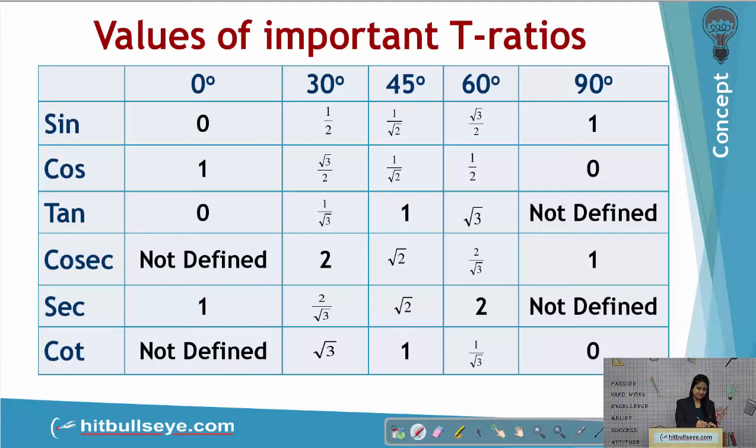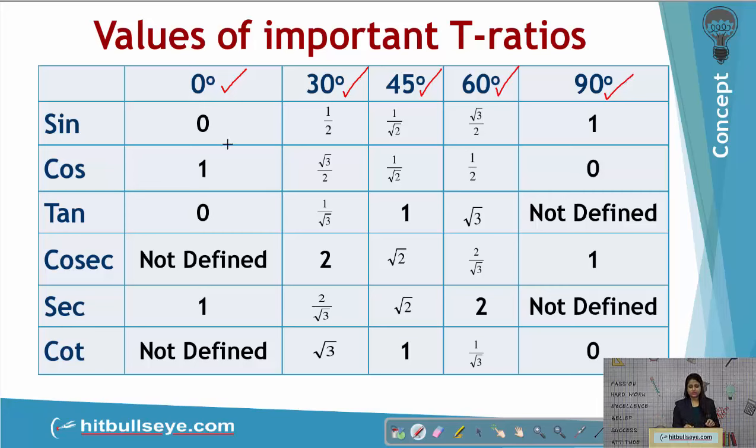Now, yes, this is very, very important. This table shows values of some important t ratios. See, we have 6 t ratios. These are the angles which are really very important. 0 degree, 30 degree, 45 degree, 60 degree, 90 degree. So you should remember the value of all t ratios at these angles. So let us see how can we remember them.